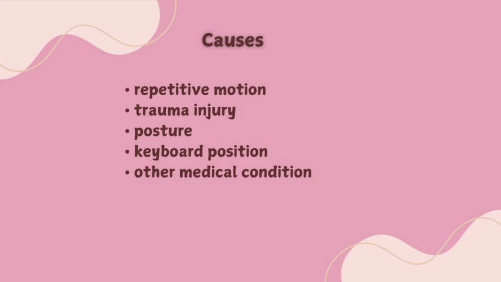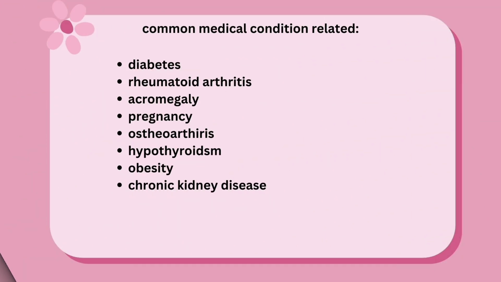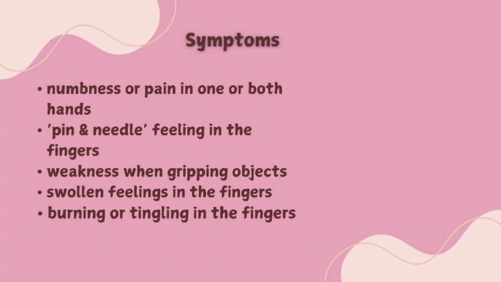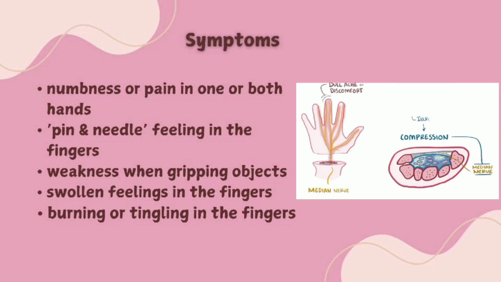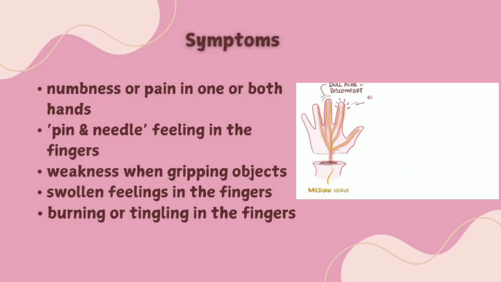So, the other medical conditions commonly related with this syndrome are diabetes, rheumatoid arthritis, acromegaly, pregnancy, osteoarthritis, hypothyroidism, obesity, and chronic kidney disease. Symptoms include numbness or pain in the thumb, index, middle, and ring fingers, and sometimes both hands. A common sign is a pins and needles sensation, paresthesia, in the fingers, which may extend to the forearm.